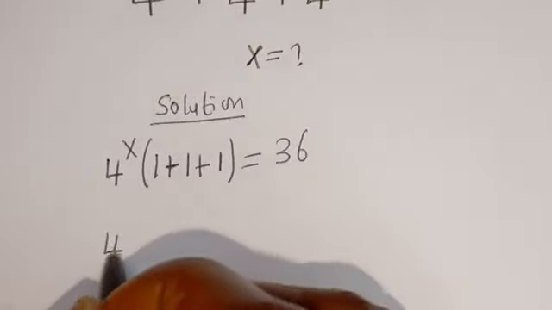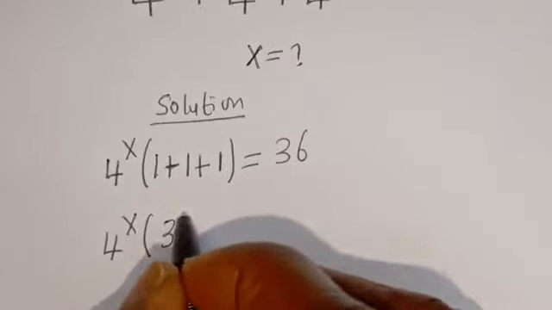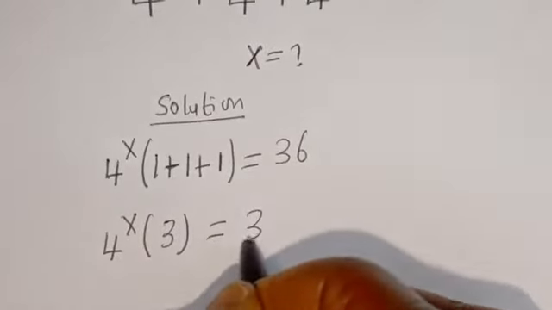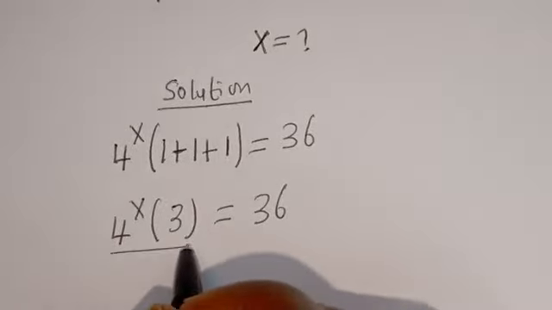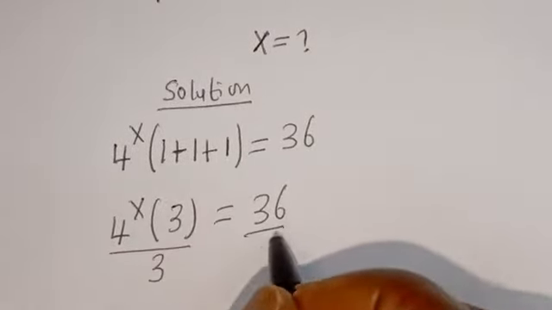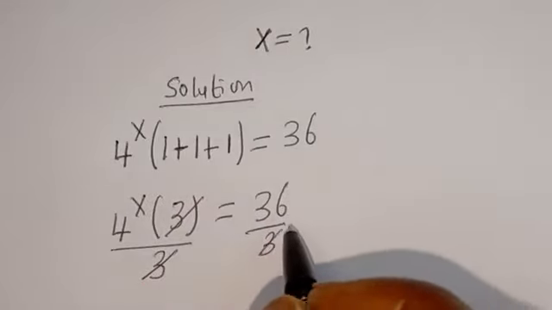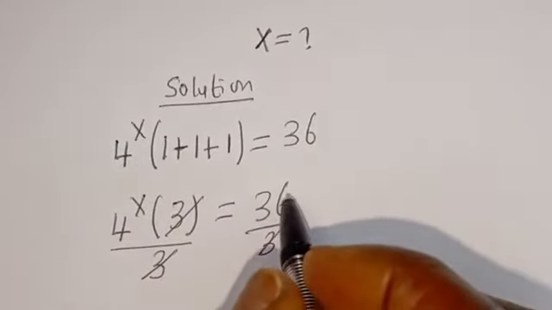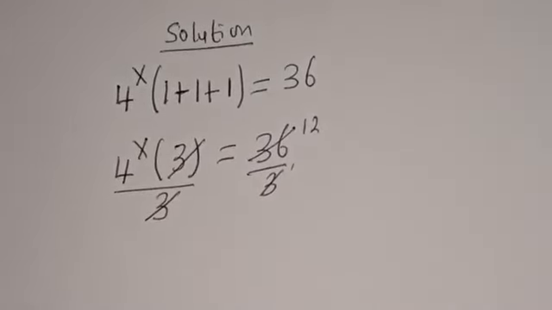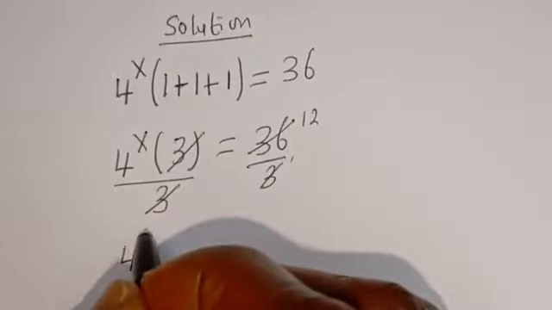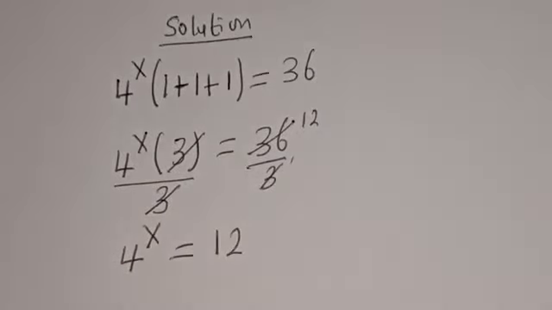Here we have 4 to the power of s bracket 1 plus 1 plus 1, this is 3, is equal to 36. Now we can divide both sides of this equation by 3. Let's divide this by 3 and here by 3. We cancel this, 3 here 1, 3 here 12. Then we have 4 to the power of s is equal to 12.